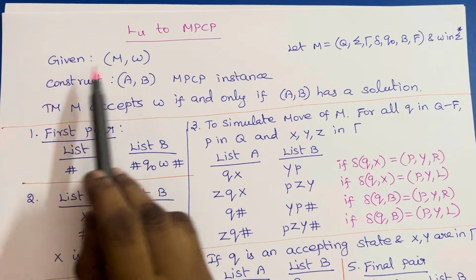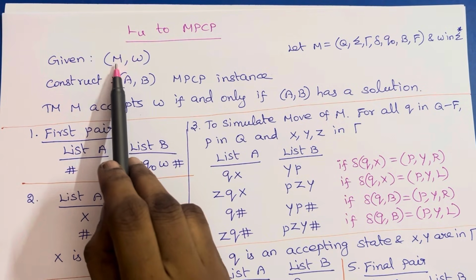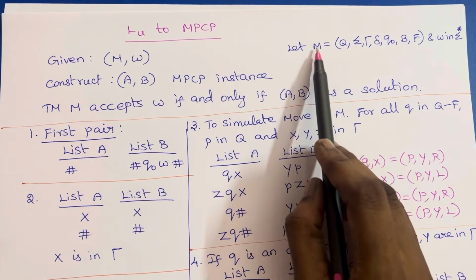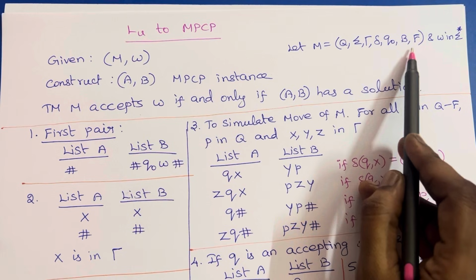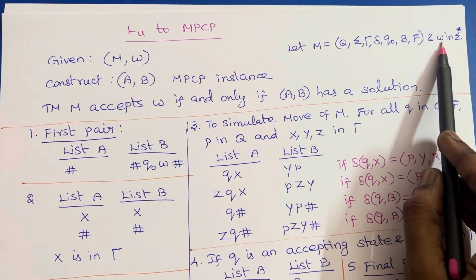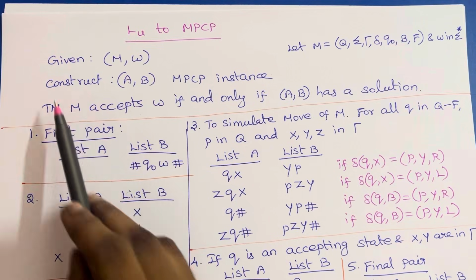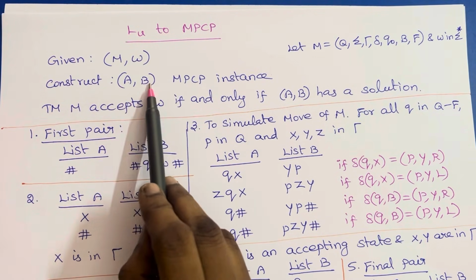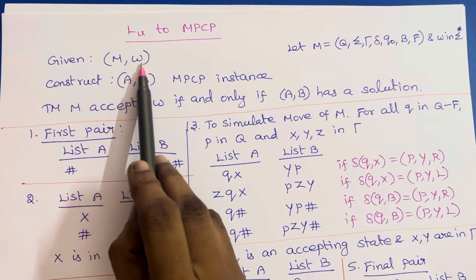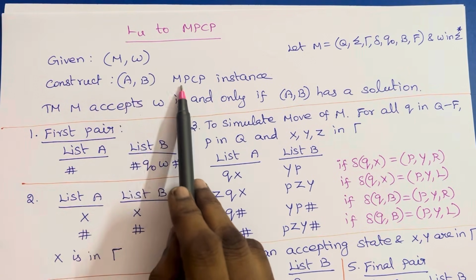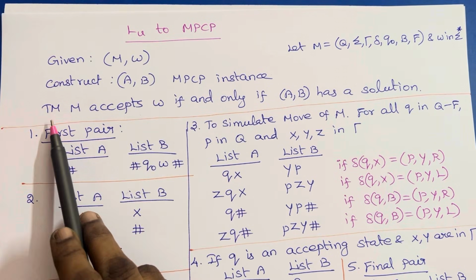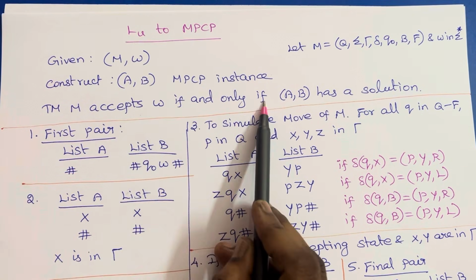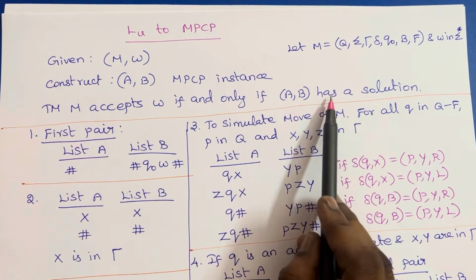So given LU, that is the Turing machine is represented by M comma W, where M is a Turing machine representation. So M is equal to Q, sigma, gamma, delta, Q naught, B, F, and this W is an input string. That means W is in sigma star, so we can construct an equivalent MPCP instance A comma B, the two lists A and B. So if the Turing machine and the input string are given, we can construct the MPCP instance A comma B. The Turing machine M accepts W if and only if the MPCP instance A comma B has a solution.